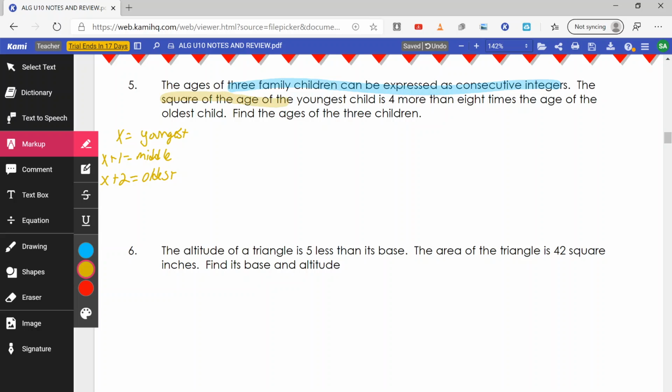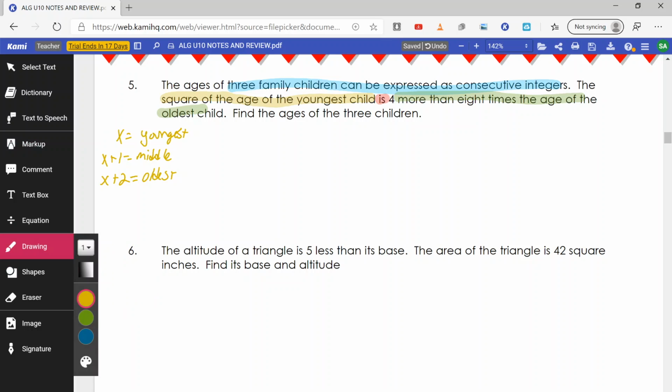The square of the age of the youngest child is 4 more than 8 times the age of the oldest. So, square of the age of the youngest means x squared equals 4 more than 8 times the age of the oldest child. So we have to do 8 times the oldest, x plus 2, and then 4 more means we add 4. So here's the initial setup.